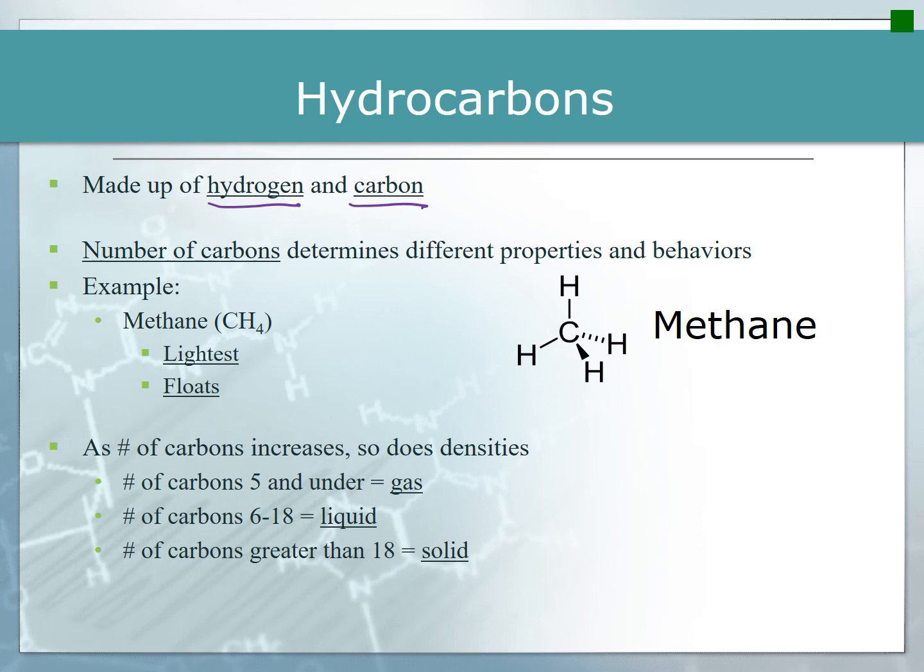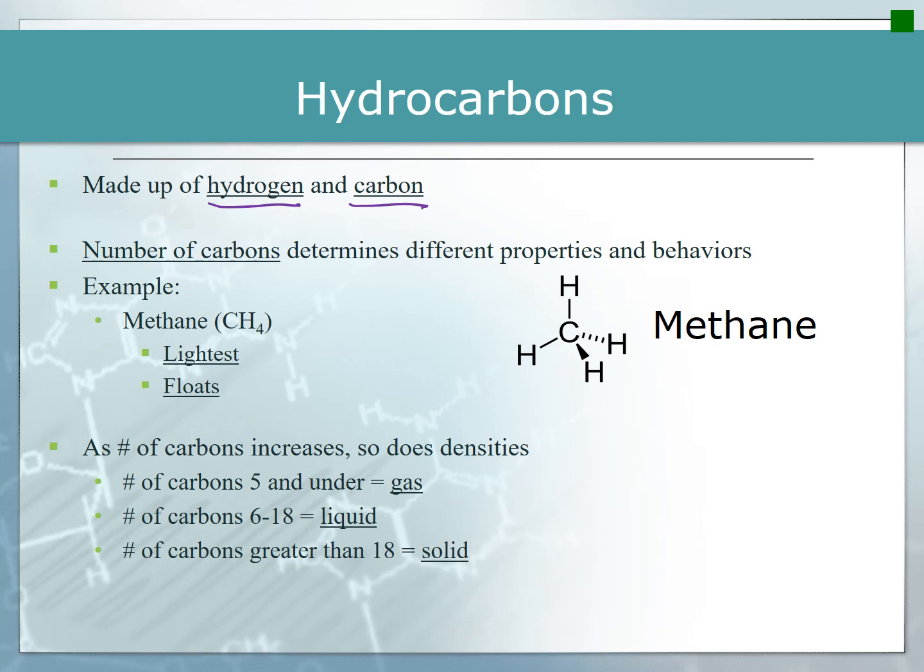You can have 12 carbons, you can have 5 carbons, you can have 26 carbons, you could have an infinite amount of carbons. As long as it's just made out of carbons and hydrogens as elements, it is considered a hydrocarbon. Remember, hydrocarbons are the things that make up oil and natural gas. And what's really important with hydrocarbons is the number of carbons. That defines all of its chemical and physical properties and behaviors.